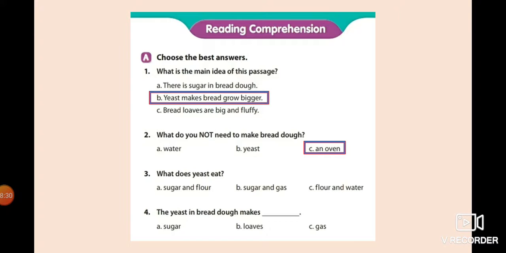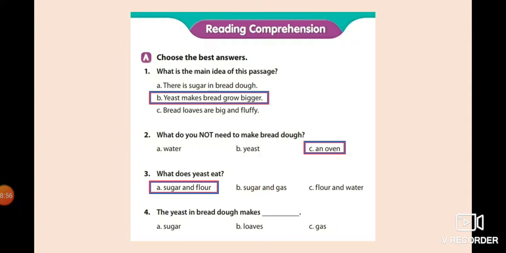Let's see. Number 3. What does yeast eat? Sugar and flour, sugar and gas, or flour and water? Okay, remember, we mentioned two ingredients in the passage. What does yeast eat? In that case, the yeast eats sugar and flour. Exactly. Okay, sugar and flour.